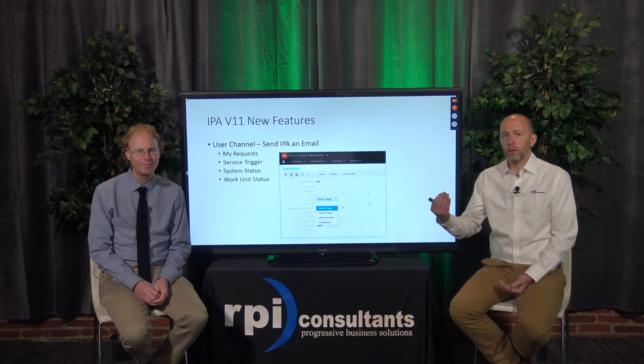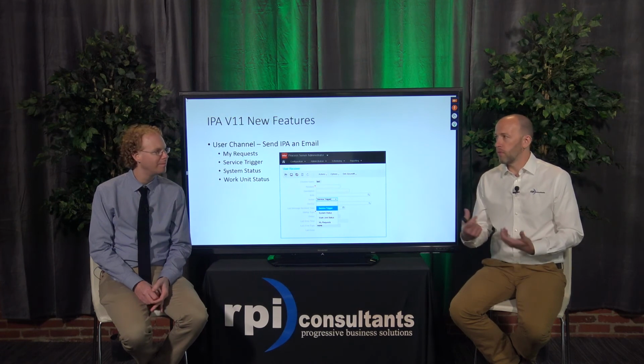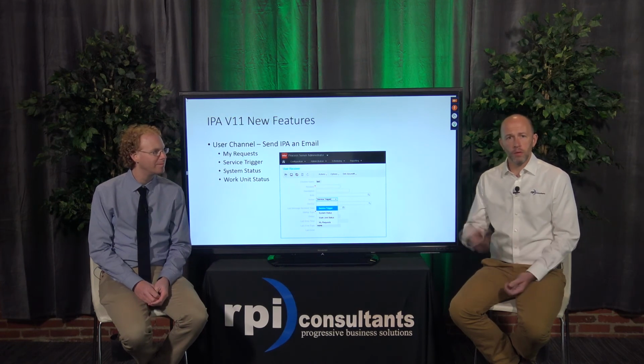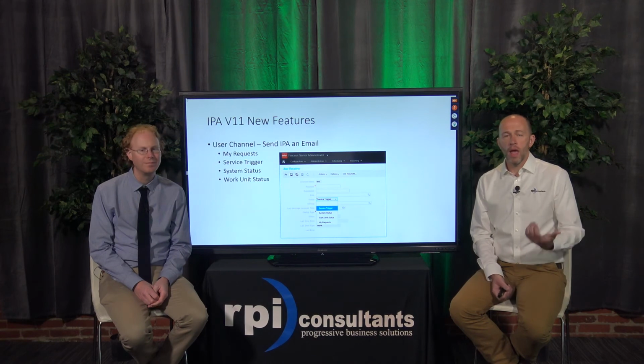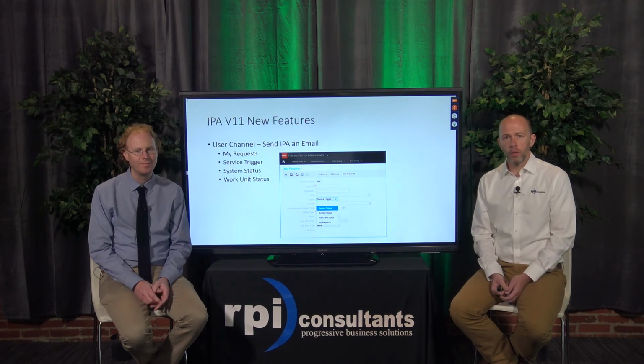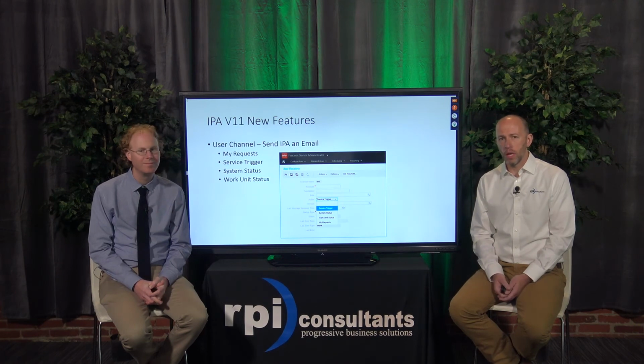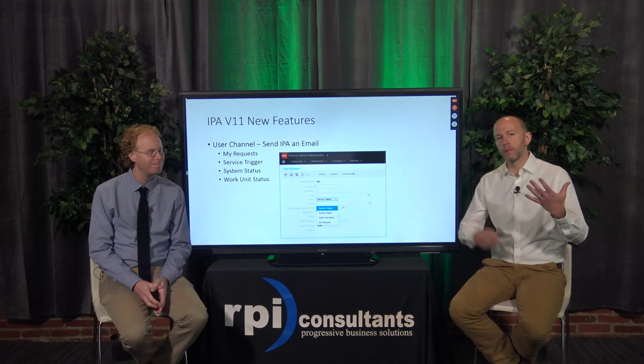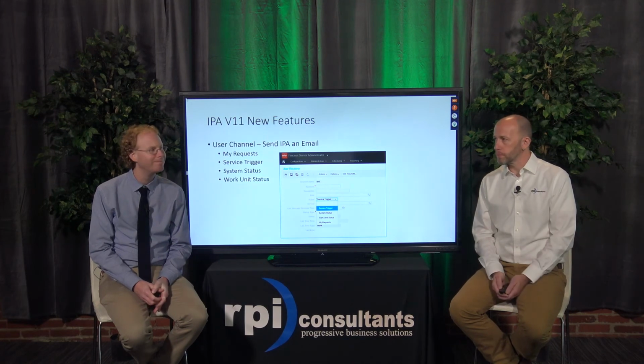There's the service trigger, which will actually trigger a process flow to run in the back end. And you would specify, again, this stuff in the subject of the email. System status, so if you want to just get a feel for how your system's performing, it'll send you some high-level statistics. And then if you're looking for a specific work unit, you can include that work unit number in the email subject, and the system will send back an email to say, here's where your work unit is, it's waiting for so-and-so for approval.